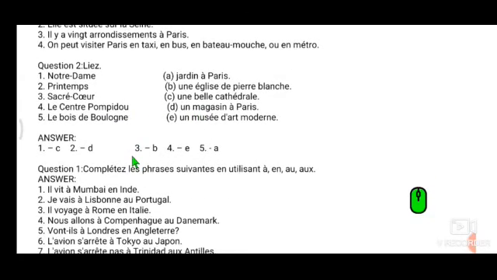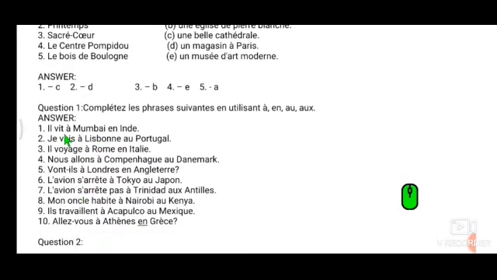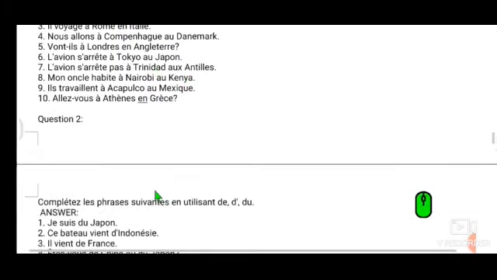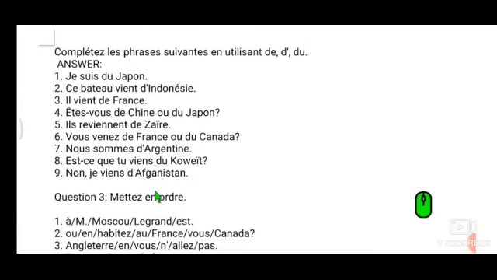Complétez les phrases suivantes en utilisant à, en, au. Il vit à Mumbai, en Inde. These things we have already discussed. The cities must have à, and the countries must have en. If the country is feminine, you have to put en. If it is masculine, au, like that. If it is plural, aux. I have already revised this, I don't want to bore you, so I'm going rapidly.